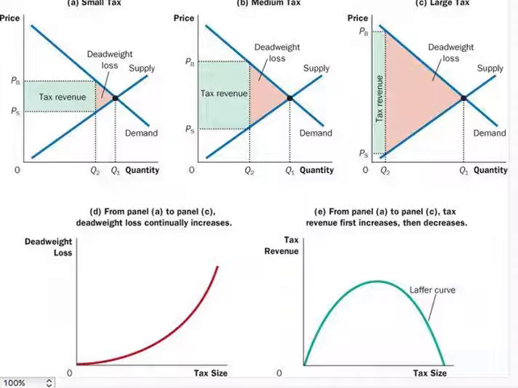In panel E, we show the Laffer curve. The Laffer curve says that as taxes increase, tax revenue will first rise. But as the tax gets larger, the market shrinks so much that the tax revenue starts to fall.